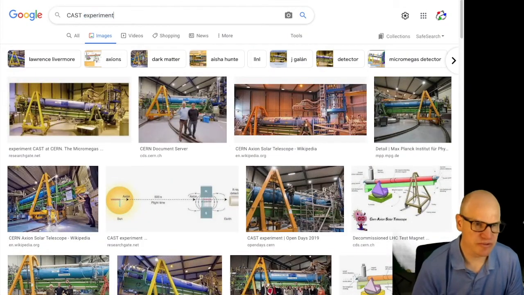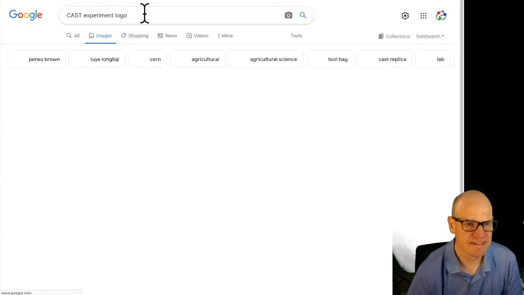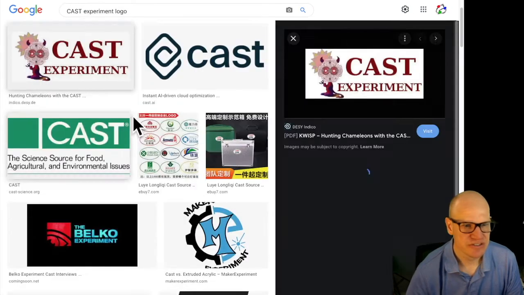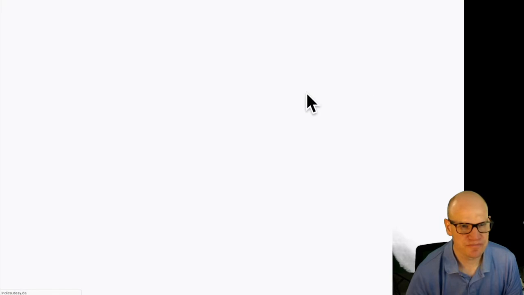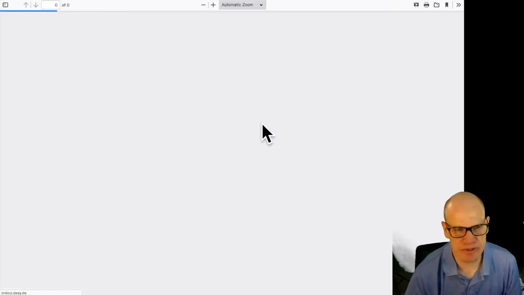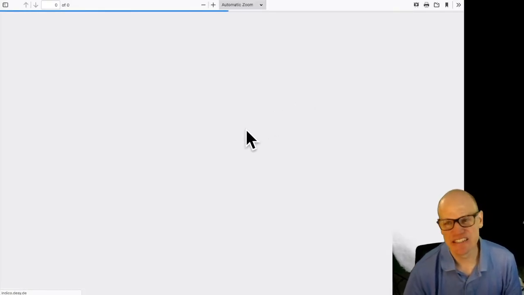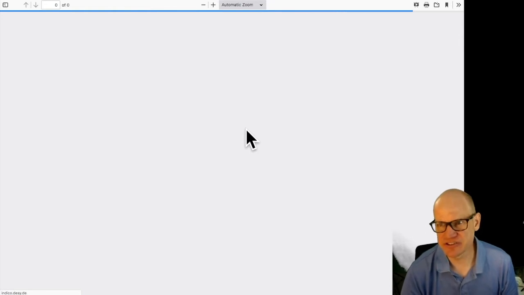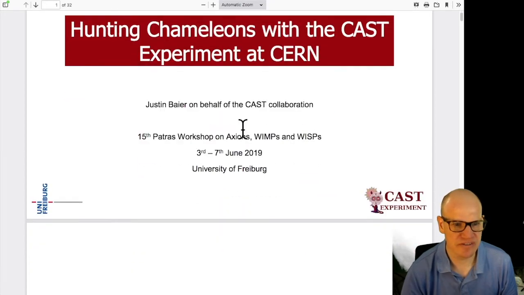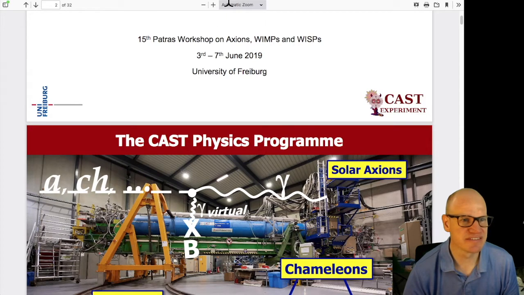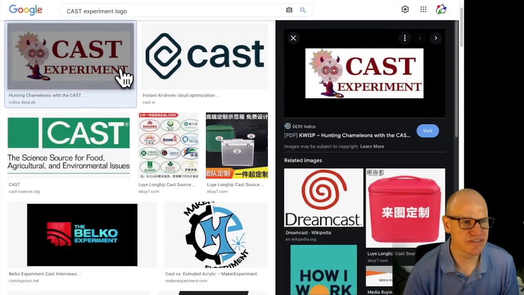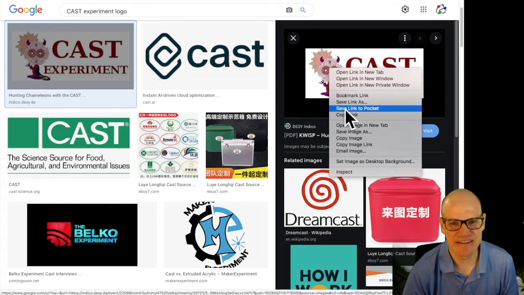So, CAST experiment logo. Yeah, here we go. So here's the CAST experiment logo. The reason that I'm bringing up the logo is because it shows a cross-section of the magnets used in the Large Hadron Collider. Oh, that's not what I wanted it to do. Oh, they're looking for chameleons. How about that?